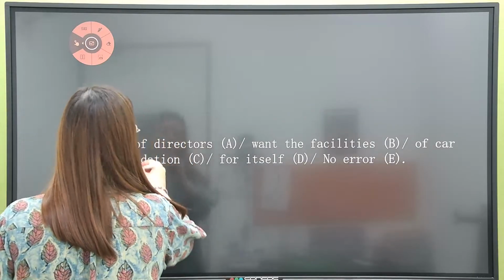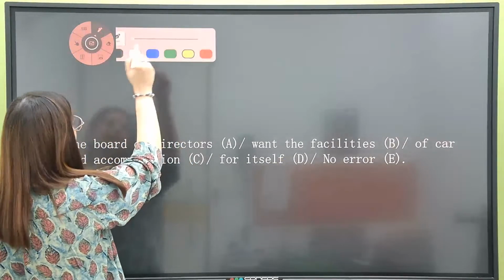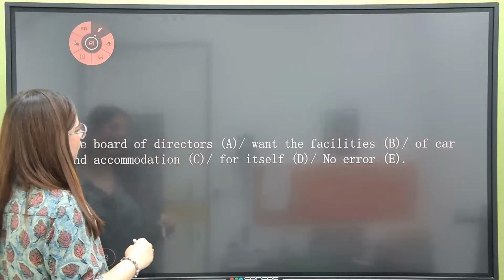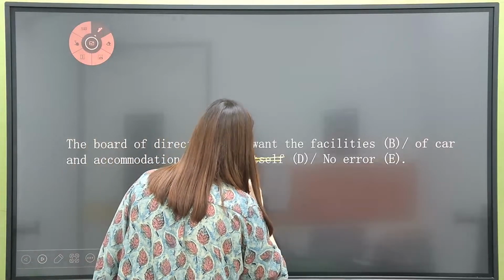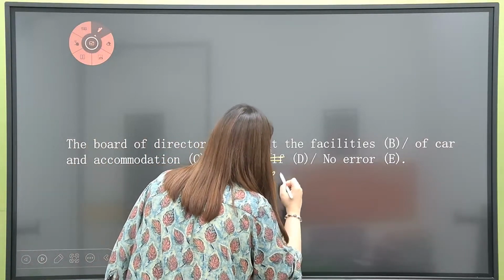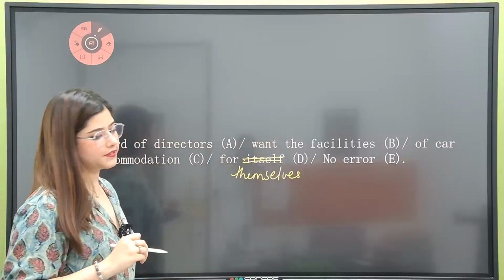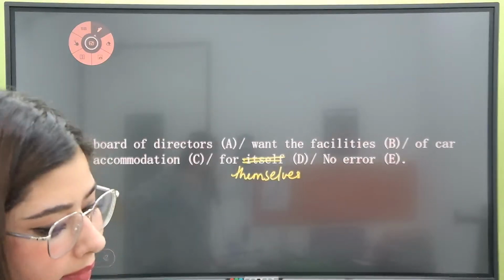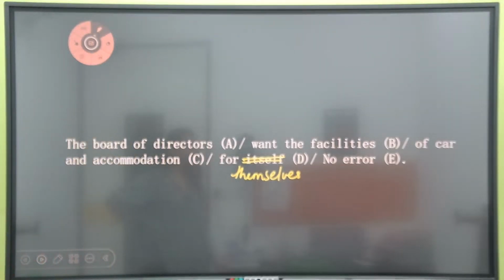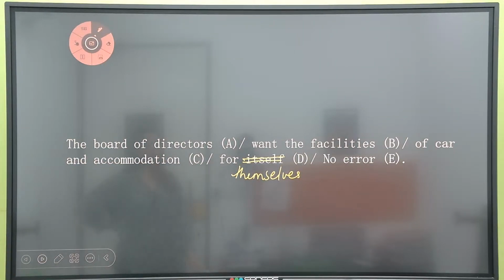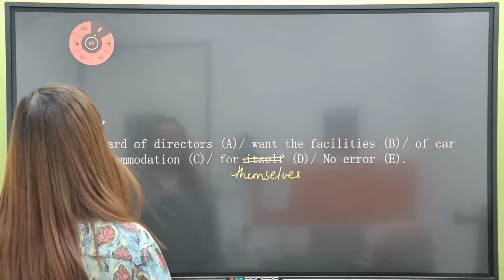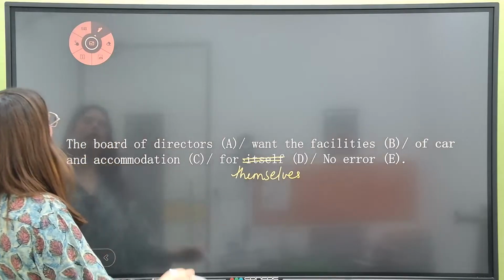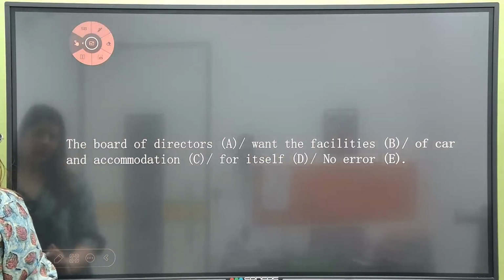The board of directors want the facilities of car and accommodation for themselves.